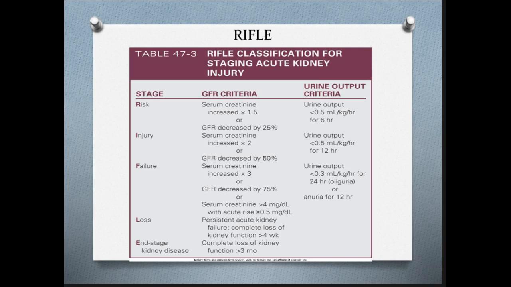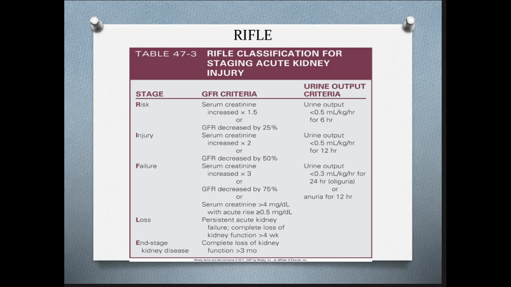The RIFLE classification seen here in this slide is used to describe the stages of acute kidney injury. Risk, which is the first stage of acute kidney injury, is followed by injury, which is the second stage. In the first stage, under risk, you initially see an increase in the serum creatinine, or you could have a decrease of the glomerular filtration rate by 25%. However, the initial thing you're going to see is the increase in the creatinine.